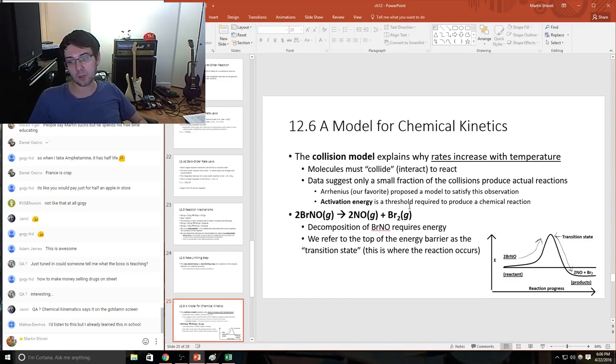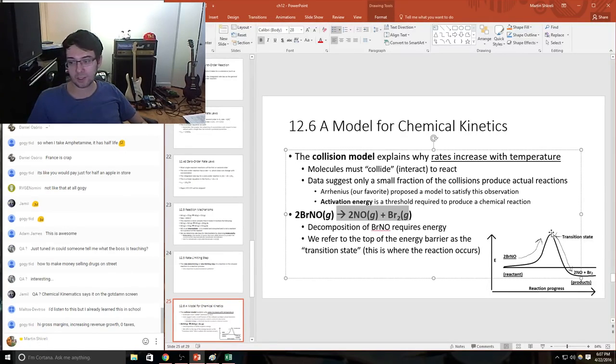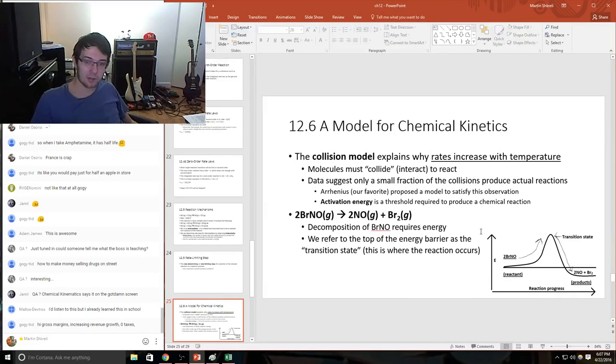So there's a threshold required to produce a chemical reaction. The species here doesn't just go and decompose immediately. It actually has to hit a transition state. It has to gain enough energy and overcome this transition state, where it will transition into the products. Now, we all know reactions will only occur if the products have a lower potential energy than the reactants. And that happens here, but it's a little counterintuitive that it actually has to climb up an energy barrier first. And then the energy can go lower, which is kind of interesting.